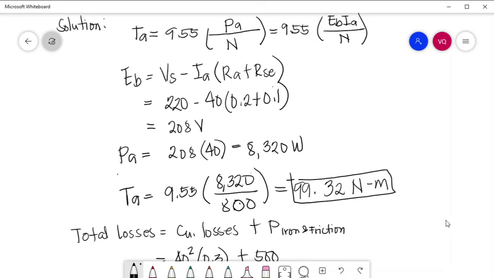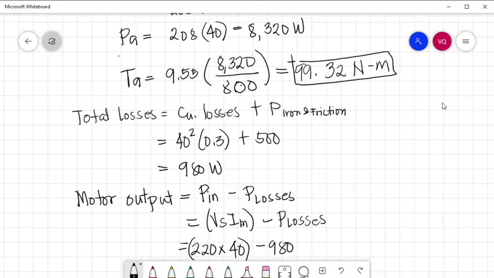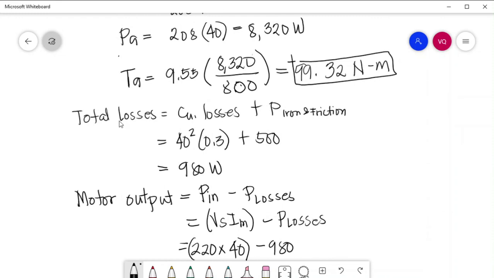Next, we'll compute the total losses in the motor. Total losses is equal to the copper loss plus the iron and friction losses. The total resistance in our motor is the sum of the armature resistance and the series resistance, that is equal to 0.3 multiplied by the armature current, which is 40 squared, plus the iron and friction losses equal to 500 watts, that is 980 watts.